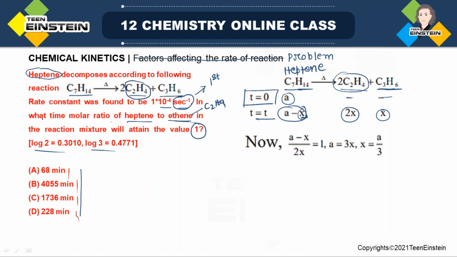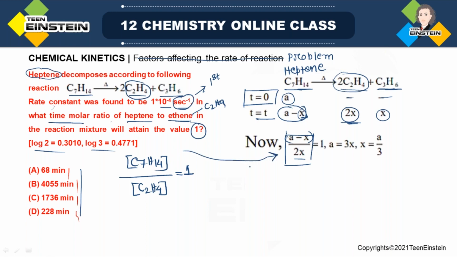Now here we have to find the time where the heptene to ethene ratio, that means the concentration of C7H14 divided by the concentration of C2H4, must be equal to 1. At time equal to T, the remaining amount of C7H14 is A minus X, and the concentration of C2H4 is 2X. So this is the condition that we have to fulfill: the ratio of the concentration of C7H14 to the concentration of C2H4 must be 1.